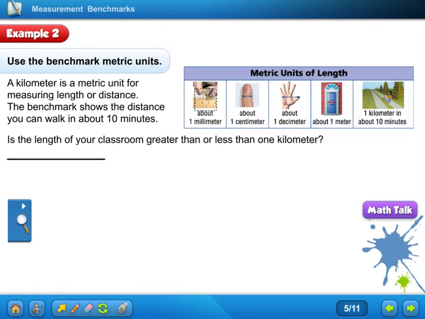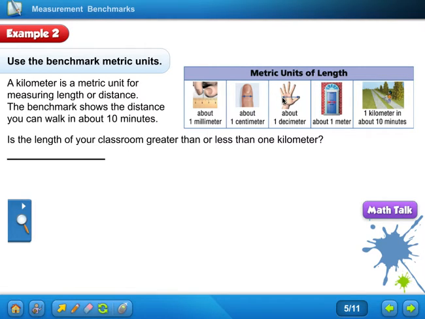So about 1 millimeter is that little small right there. That's it, just a smidge. Just so little. 1 centimeter is the length of your finger right there, right across your finger. So, very small right there. That's a millimeter. Centimeter is about how big your finger is across.